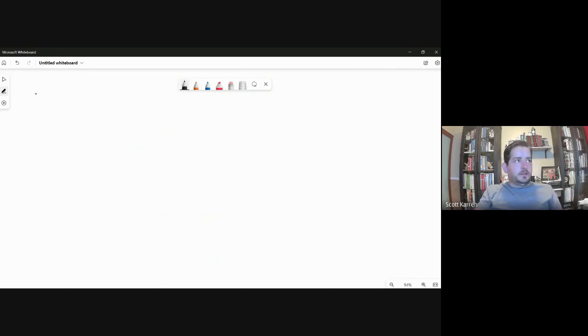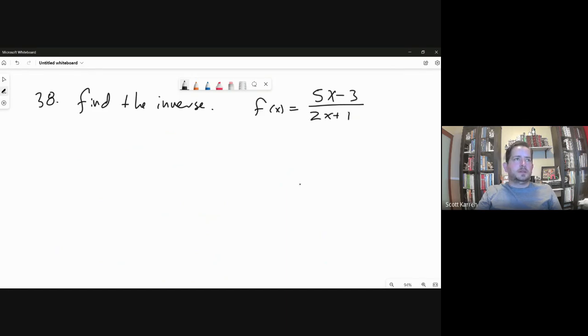Let's look at 38. 38 says find the inverse of the function. We might have some function f of x equals, let's do, say, 5x minus 3 over 2x plus 1. Now the key here is, when we're trying to find the inverse, the first thing I want to do is ditch function notation and rewrite f of x as y.